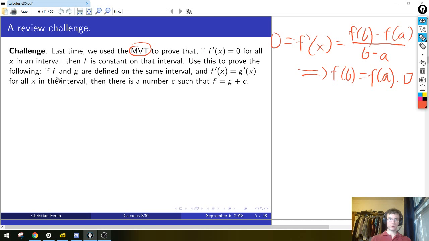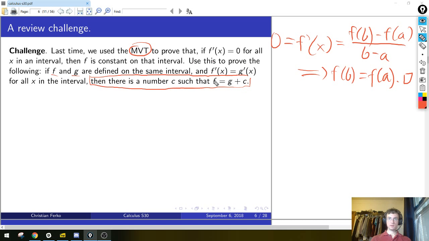Two functions f and g are now defined on the same interval, and their derivatives agree at every point. So f prime of x equals g prime of x at every point x in the interval. Assuming that's true, we would like to prove that there exists a number c, a constant c, such that f equals g plus c.